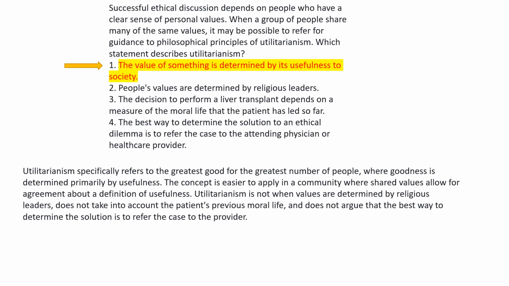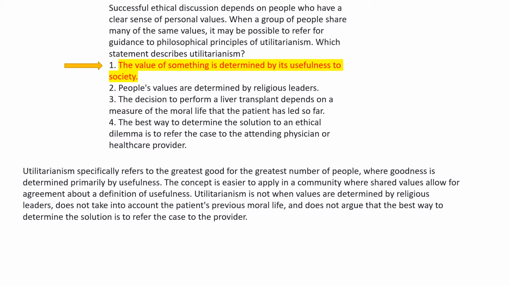Answer 1. The value of something is determined by its usefulness to society. Utilitarianism specifically refers to the greatest good for the greatest number of people, where goodness is determined primarily by usefulness. The concept is easier to apply in a community where shared values allow for agreement about a definition of usefulness.